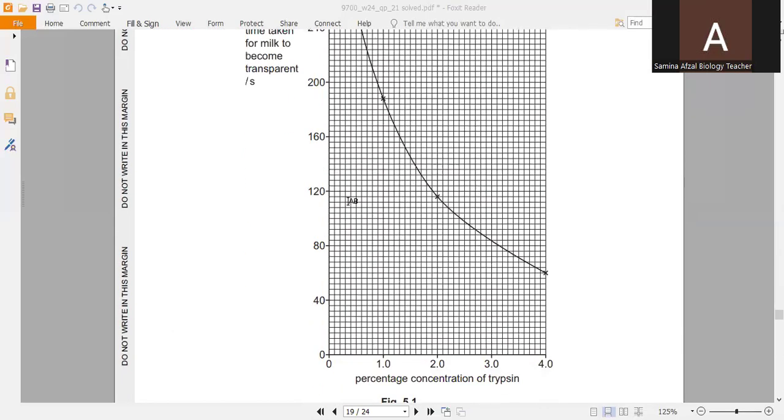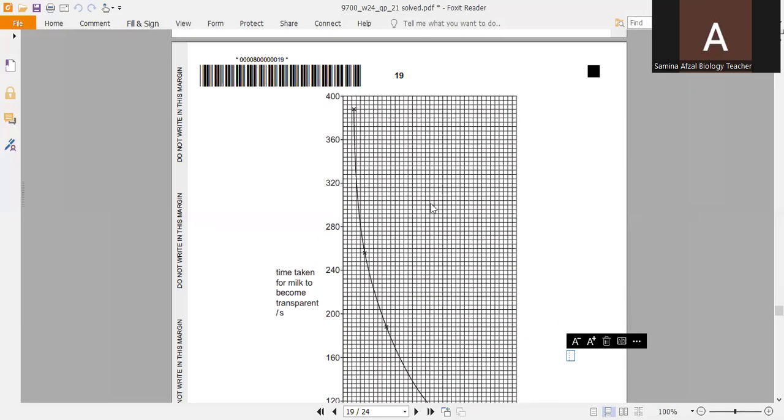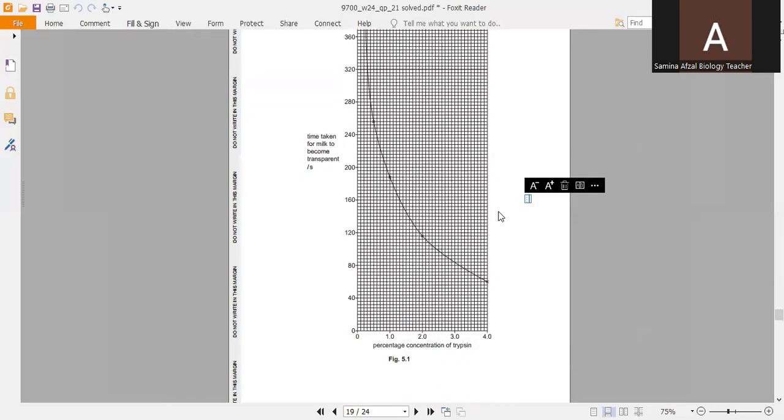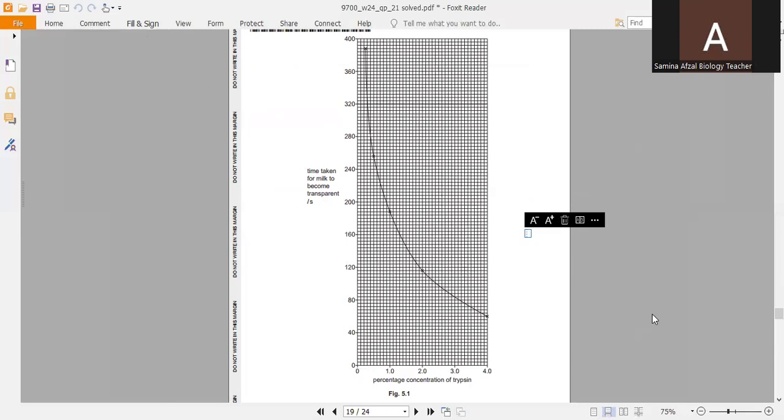First of all, we will move to figure 5.1, in which they have shown a graph. According to this graph, we have to find the values on the percentage concentration of trypsin, which should be 0.5 and 0.25. First we will draw a line at 0.25, and then at 0.5.